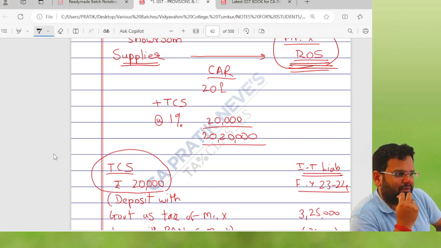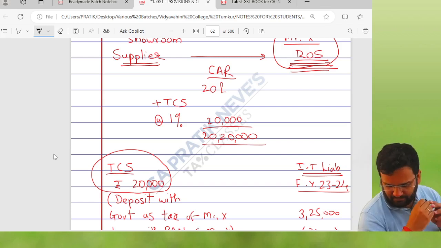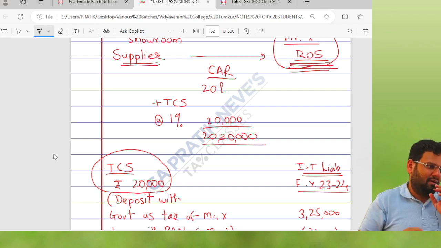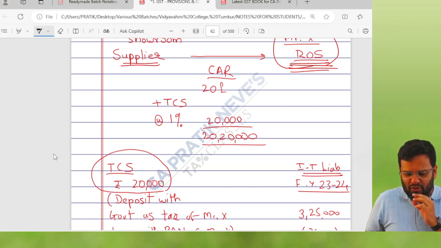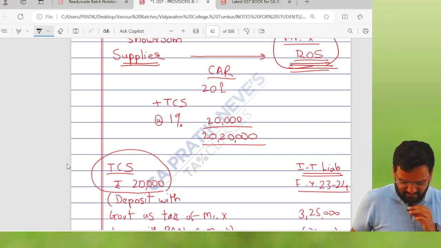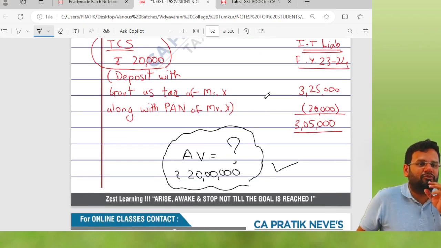Hence TCS should not form part of assessable value. Full stop. Next line. AV shall continue to be rupees 20 lakhs.